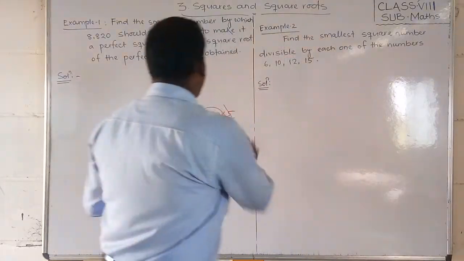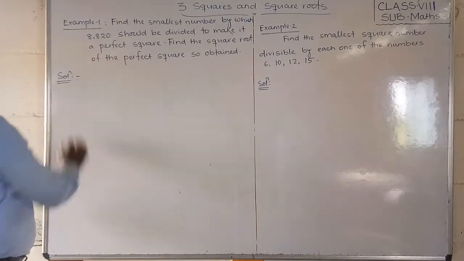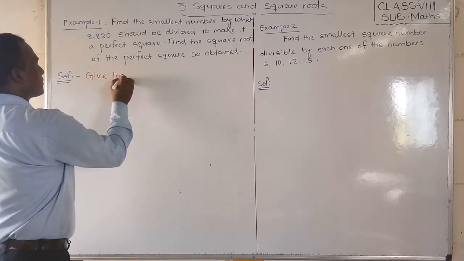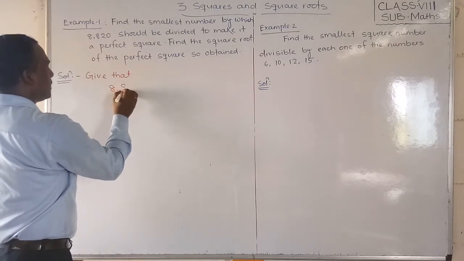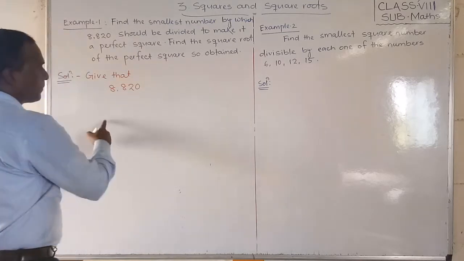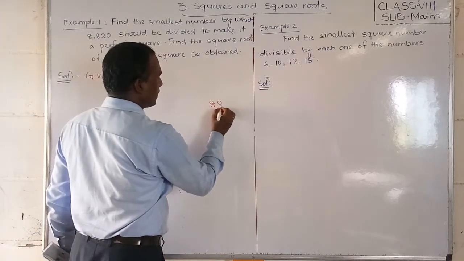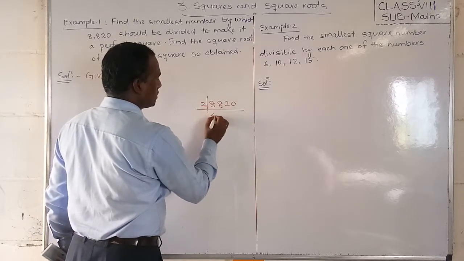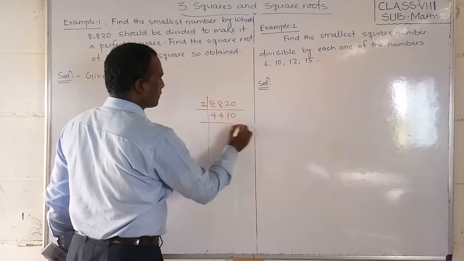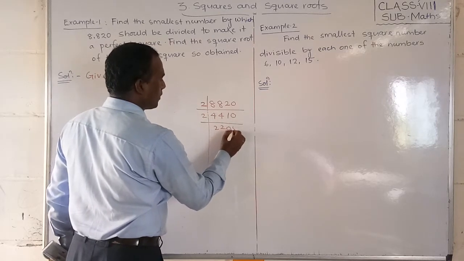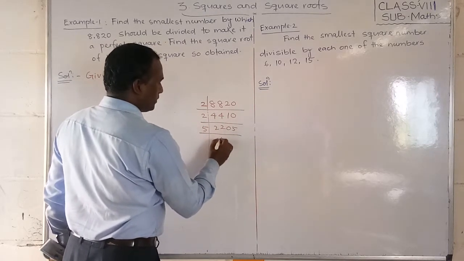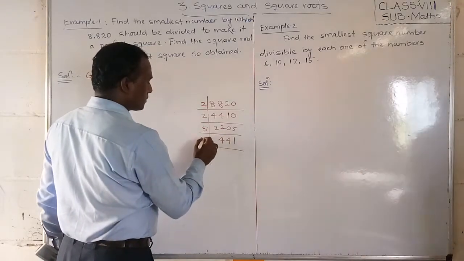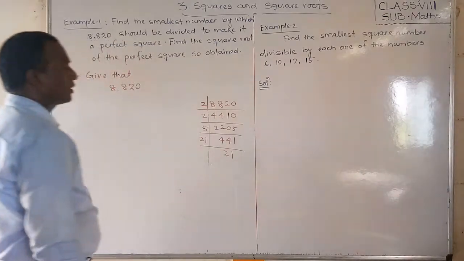Okay friends, so let us start the solution. First of all, what is the number given? The given number is 8820. By prime factorization we have to do it. 8820: 2 fours are 8, 2 twos are 4, 2 fives are 10; 5 fours are 20; 5 times 441 is 2205 and 2 times 4410, that is, 8820 divided by 20 gives 441, and 441 is 21 times 21.